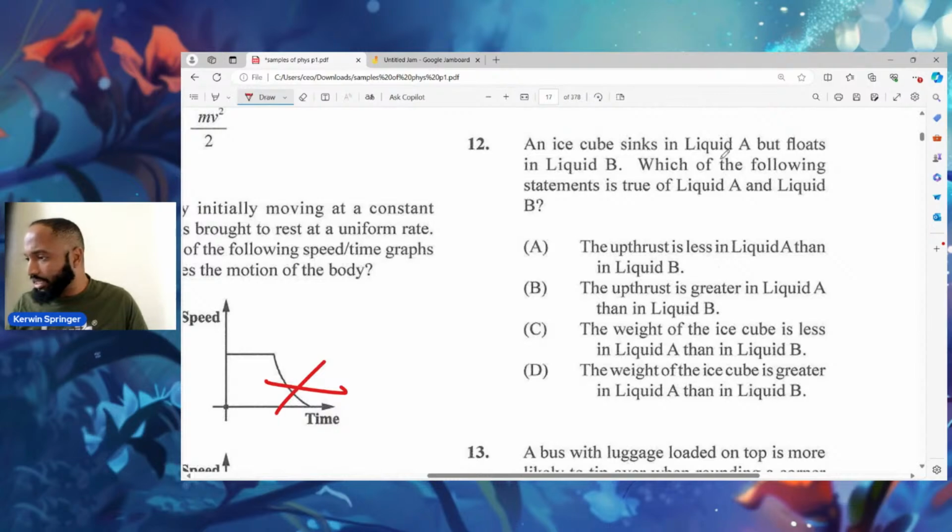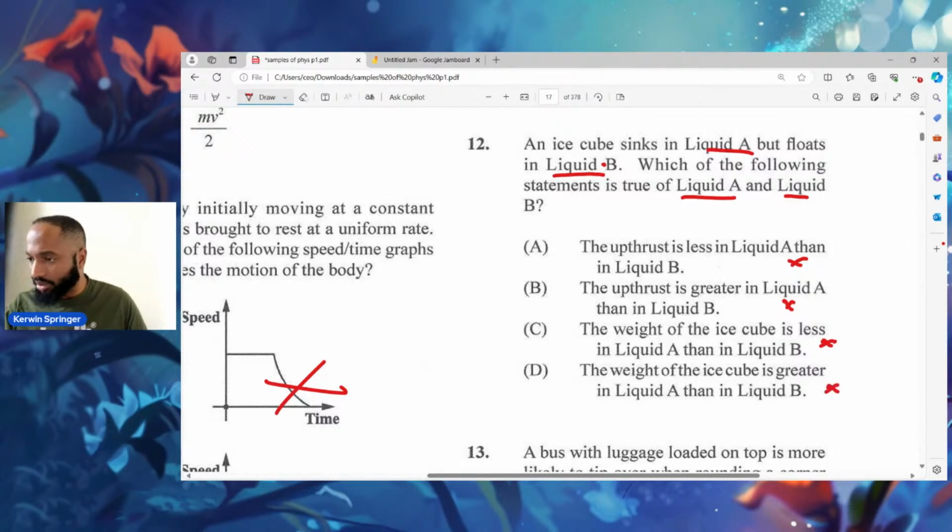An ice cube sinks in liquid A but floats in liquid B. Which of the following statements is true of liquid A and liquid B? It sinks in liquid A but floats in liquid B, so liquid B is less dense. The upthrust is less. That's not true. The upthrust is greater. The upthrust is equal. The weight of the ice cube is less. The weight of the ice cube is greater.